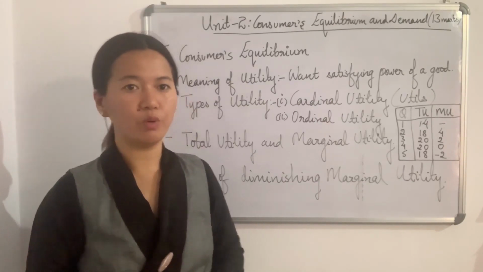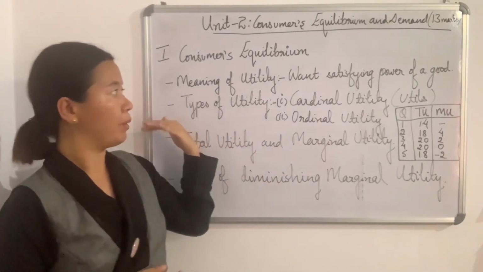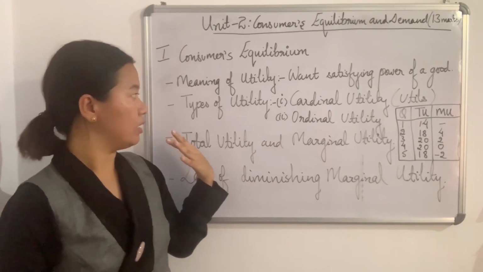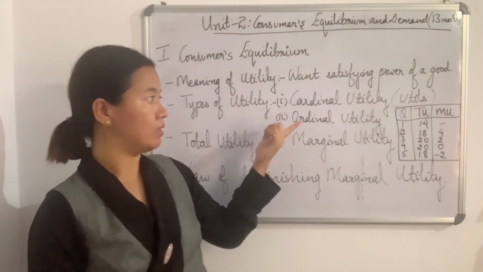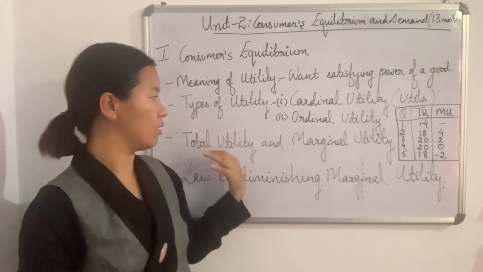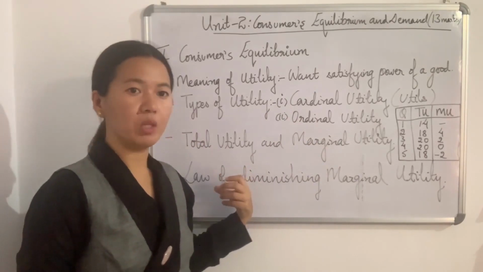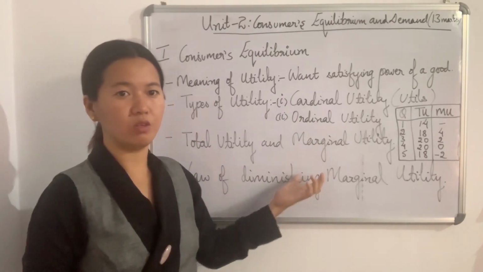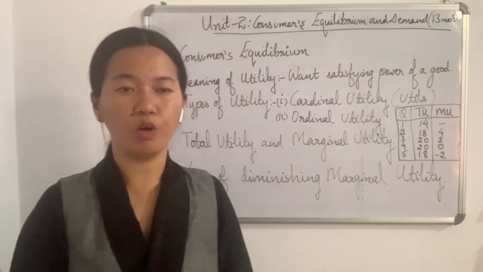So first we'll go to consumer's equilibrium, and in this we have the meaning of utility and the types of utility, that is cardinal and ordinal utility, the third one is TU and MU relation, and the fourth one being law of diminishing marginal utility. So first let us understand the meaning of utility.